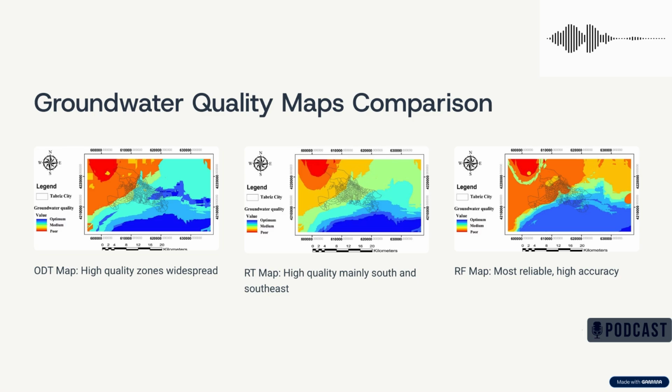So what did these final maps show? Did they reveal anything interesting about the Tabriz area? They did. A general trend emerged pretty clearly. The groundwater quality tended to decrease, get worse, as you moved from south to north, and also from east to west across the study area. Okay, a geographic pattern. Yes.